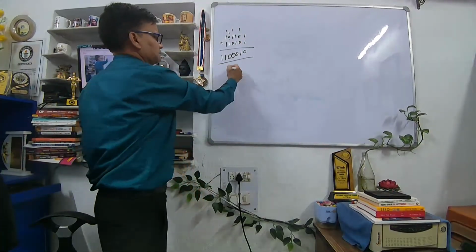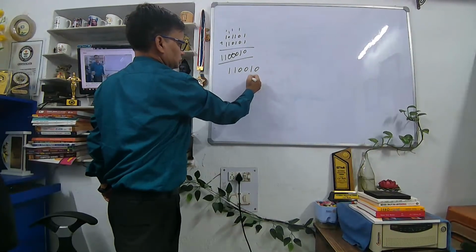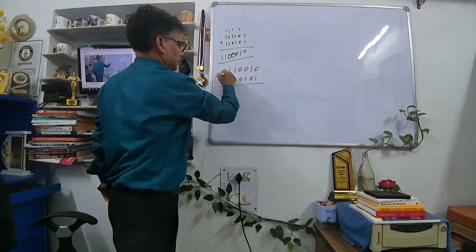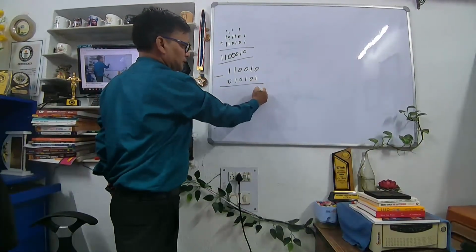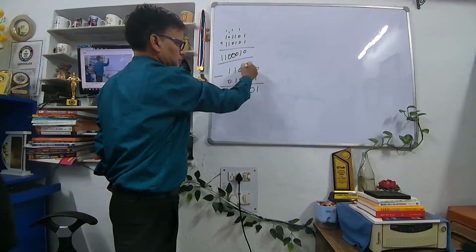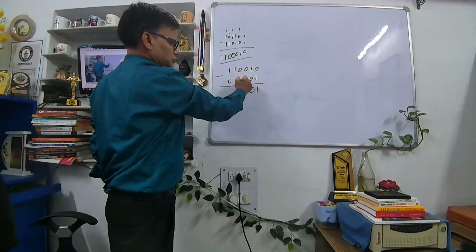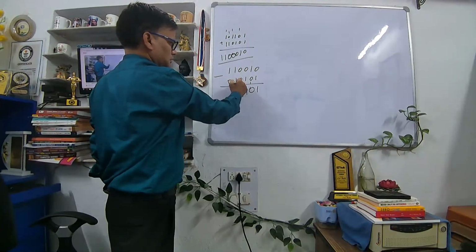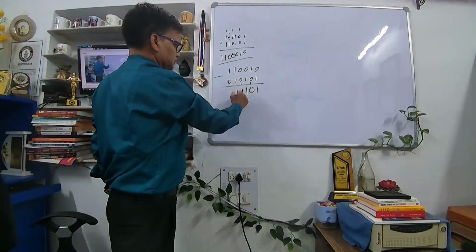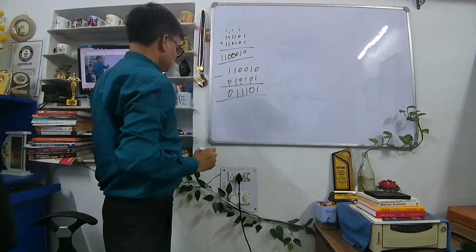When we talk about subtraction, for example, if I say 1, 1, 0, 0, 1, 0 minus 1, 0, 1, 0, 1: 0 minus 1 is 1 with a borrow of 1. 1 minus 0 is 1, 1 minus 1 is 0. 0 minus 1 is 1, borrow of 1. 0 minus 0 is 0, 0 minus 1 is 1. Again, 1 minus 1 is 0, borrow is 1, so it is 1. 1 minus 0 is 1, and 0. So this is the subtraction.